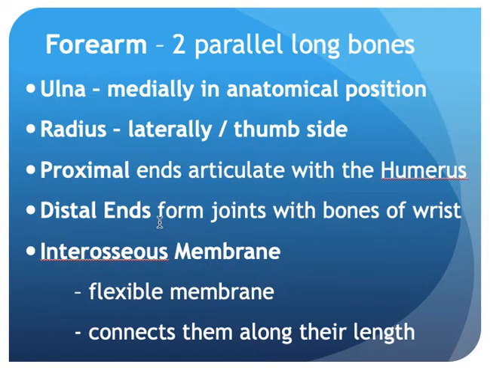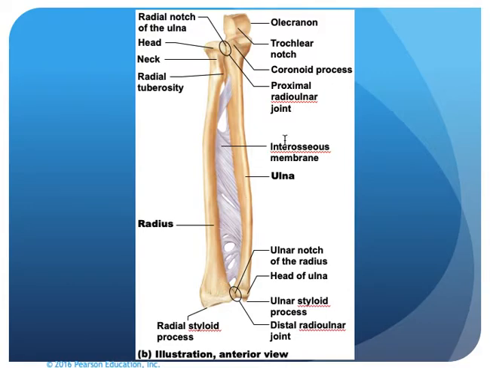And then the distal ends are going to be obviously farther away, and they're going to form my wrists with the bones in my hand. Okay? We're also going to have this interosseous membrane, and we'll see that in a picture here too, but it's going to be this flexible membrane. It's going to connect them along their length. Okay? So here's our little picture.